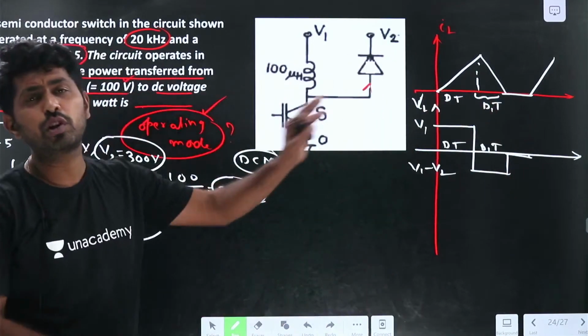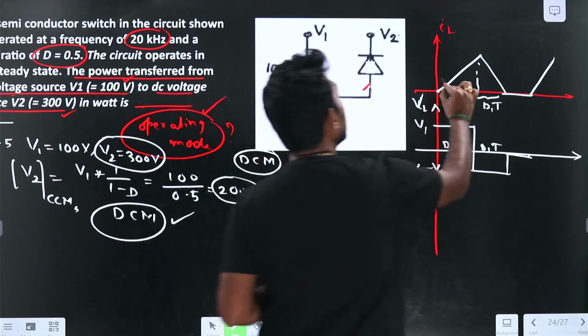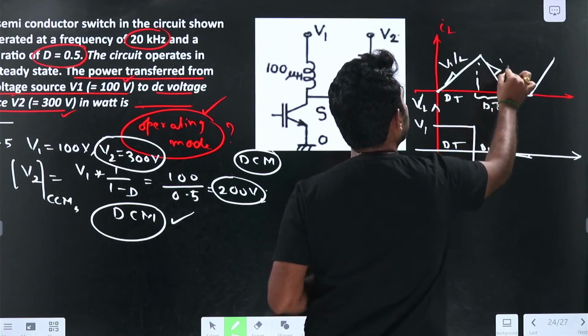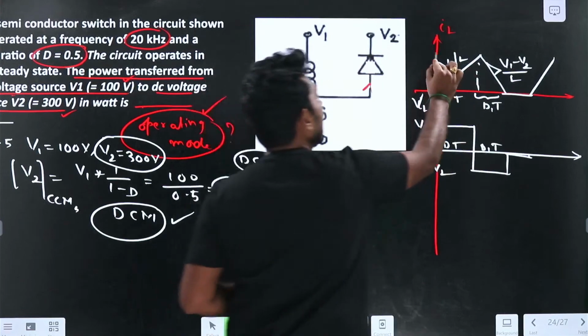If you are able to understand that, that is sufficient to obtain the expression. This slope will be V1 by L, and this slope will be V1 minus V2 by L. And this is the Imax.